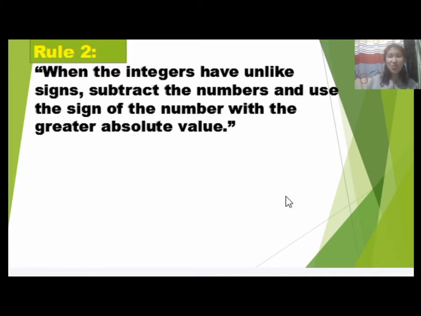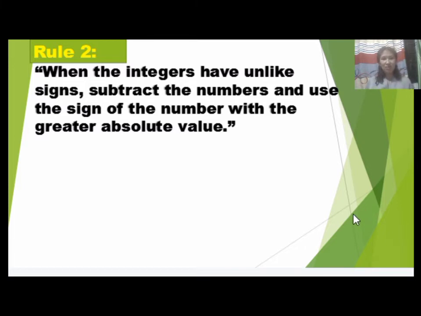Let's proceed to rule number 2. When the integers have unlike signs, subtract the numbers and use the sign of the number with the greater absolute value. Again, rule number 2. When the integers have unlike signs, subtract the numbers and use the sign of the number with the greater absolute value.